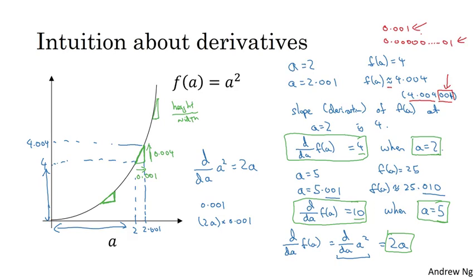So that's why the amount that f of a went up isn't exactly given by the formula, but is only approximately given by the derivative. To wrap up this video, let's go through a few more quick examples.